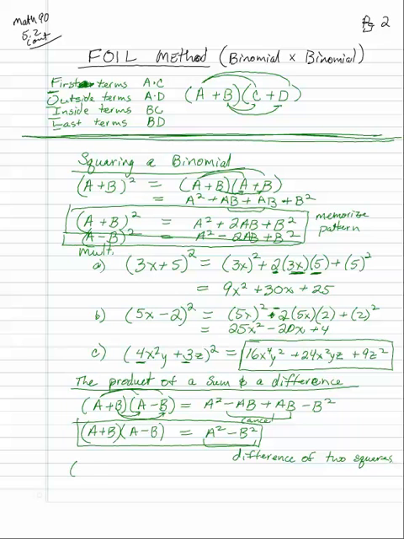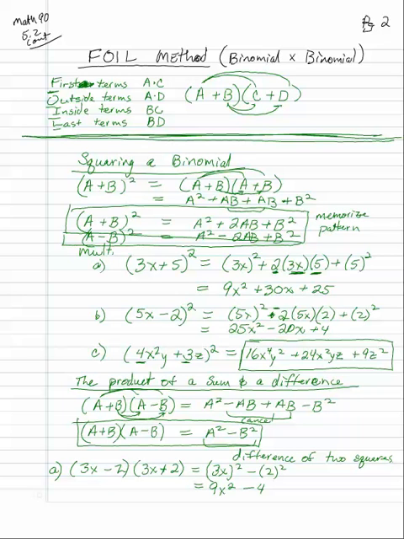So if I ask you to multiply 3x minus 2 times 3x plus 2, notice that both terms are the same, but one's plus, one's minus. No, order doesn't matter. One's plus, one's minus. You're going to square the first term minus square the second term. So you get 9x squared minus 4.